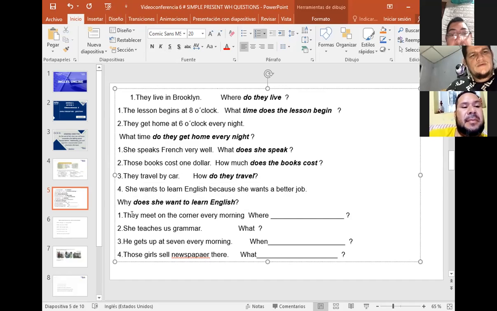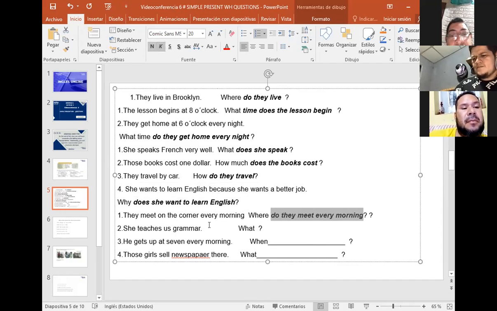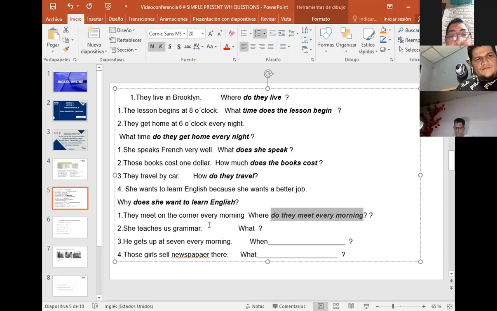Vamos con la siguiente. They meet on the corner every morning. Entonces sería, where do they meet every morning? So look at the example. Y ahí vemos el ejemplo que ustedes pues han compartido ahí. Siguiente, next. She teaches us grammar. Ella nos enseña gramática. ¿Cómo sería entonces la pregunta?